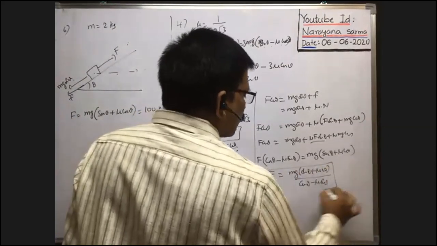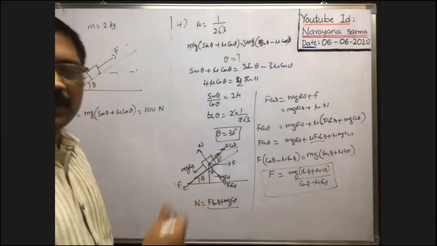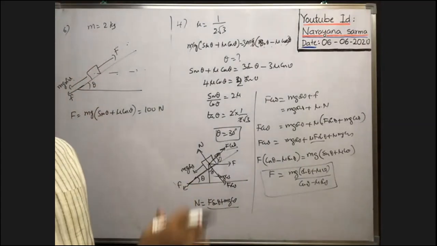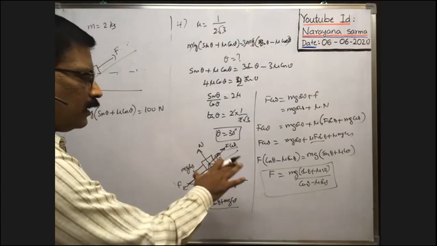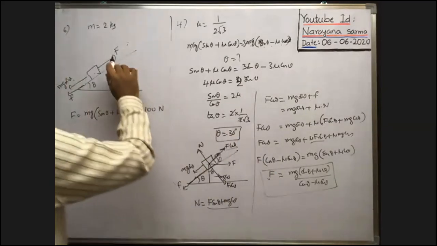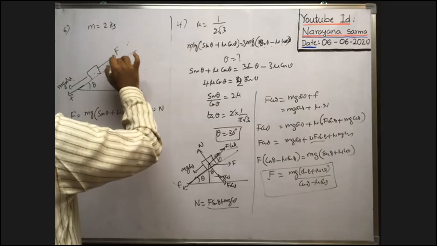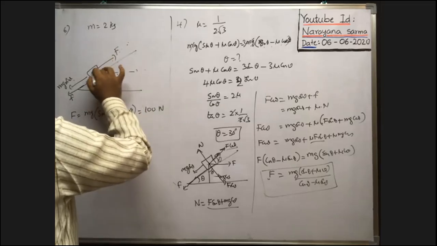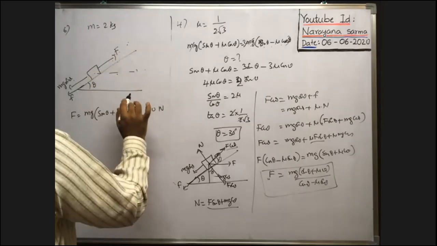This formula is also very, very important. This concept is also very, very important. Of course, it is not asked in this problem, it is not given like this. Here, this is the horizontal force required. But here it is given that the force parallel to the inclined plane required to move the body up the inclined plane with constant velocity is given.